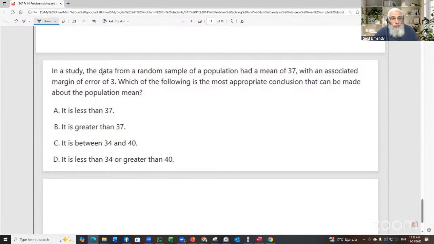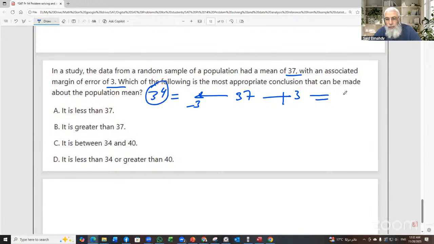In a study, the data from a random sample of a population had a mean of 37 with an associated margin of error of 3. So the mean is 37 and you can add 3. So you get, and subtract 3, you get 34 and 40. Which of the following is the most appropriate conclusion that can be made about the population mean?